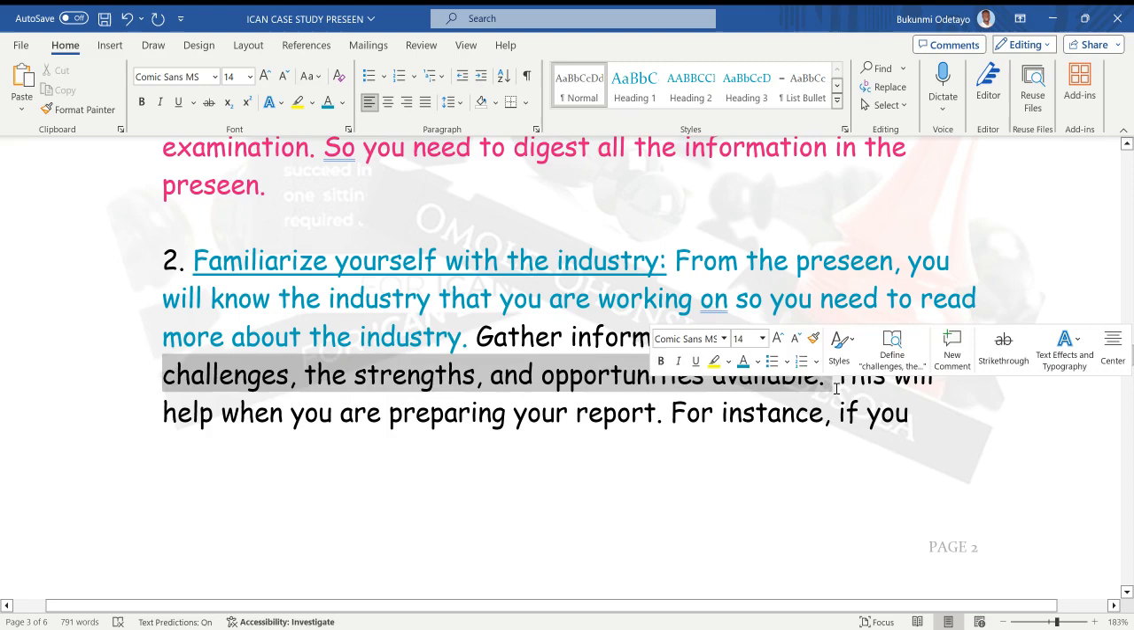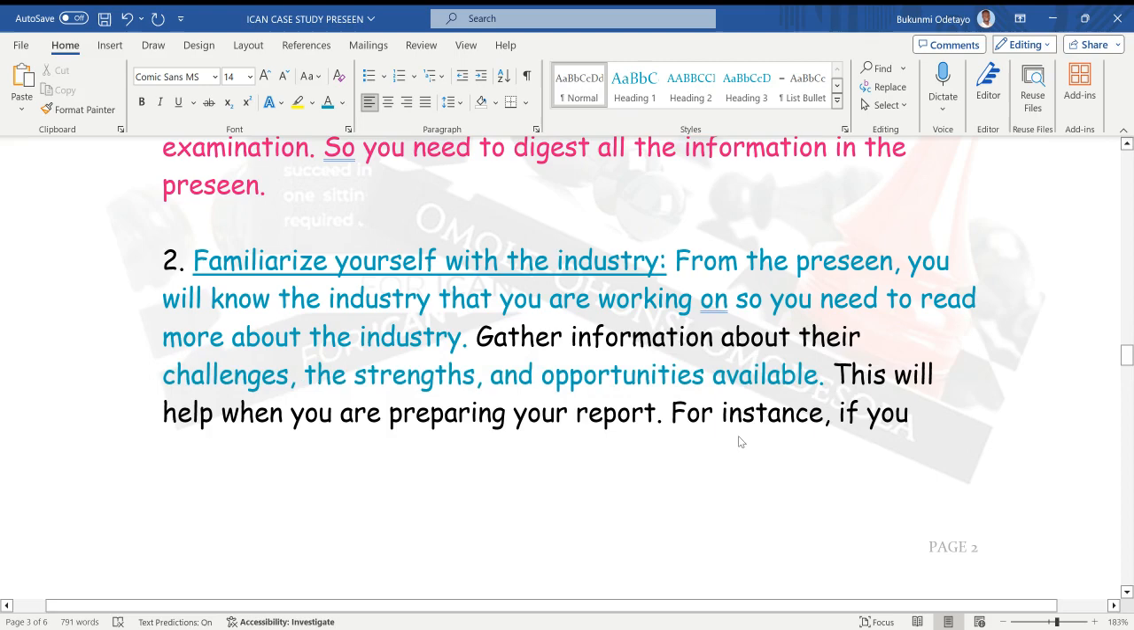What is the purpose of gathering information? It's going to help you when you're preparing your reports. Because you'll be able to say, okay, the reason why the company is financially weak is because of the current situation happening in the industry, because people are no more buying clothes again. Maybe people have gone on strike, they're not buying clothes again. So the revenue in the fashion industry is going to be low, right? How did you know that? Because you have gone to research on the strengths, opportunities, challenges of the industry in view. So that's going to help you. So you're supposed to familiarize yourself in the industry.